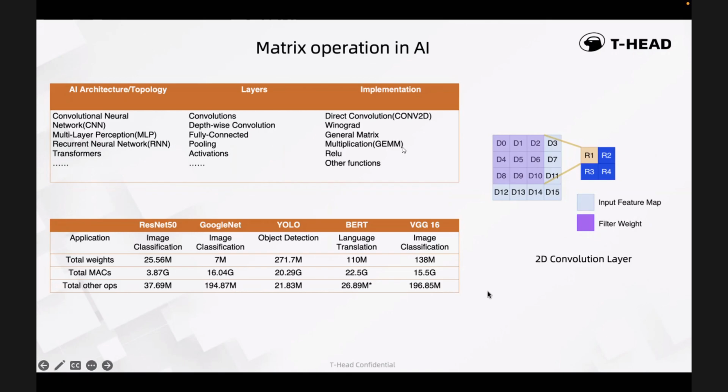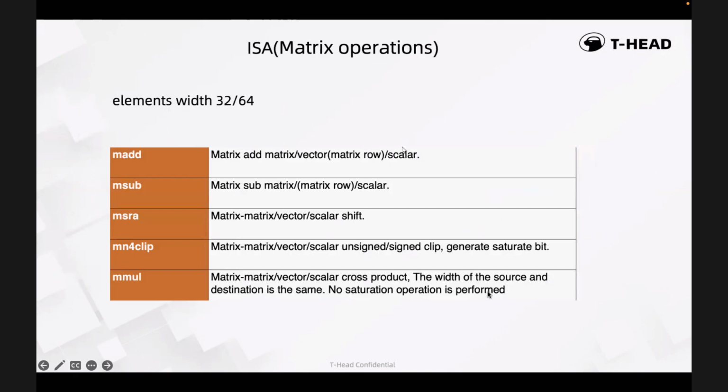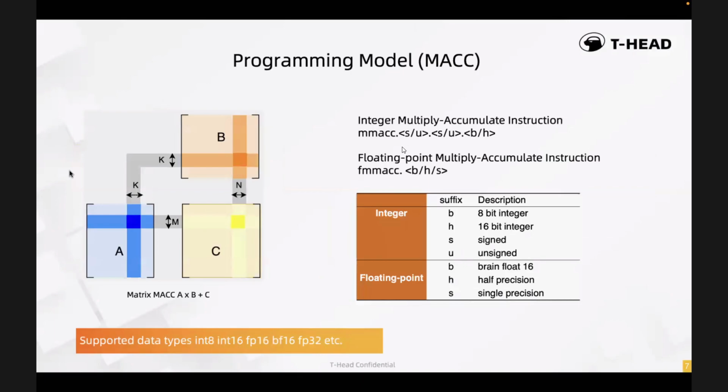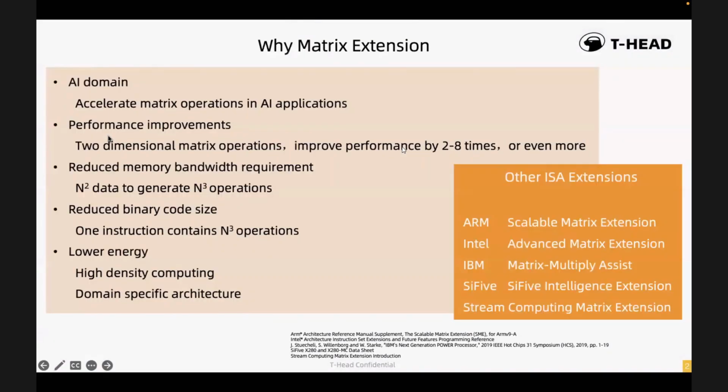From the very beginning, we gave some reasons why we need matrix extensions. I have mentioned that matrix extensions have four advantages over vector operations in AI applications: performance improvement, reduced memory bandwidth requirement, reduced binary code size, and lower energy. That's my answer. I get it.